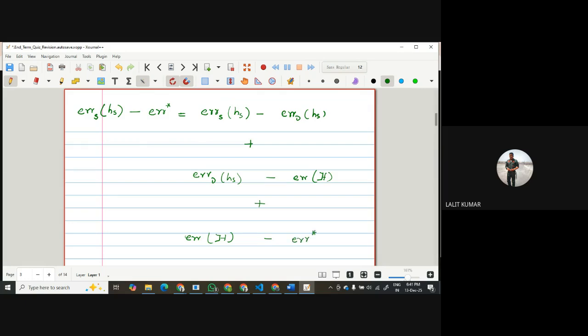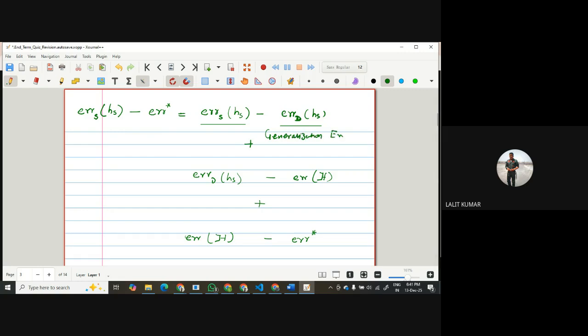Now this is what? This is R_S of HS. This is the error on the training data set. This is the error of HS, that is the model which we have trained on the training data set. And what will be the error on the test data set? D is the test data set. So this is known as the generalization error.